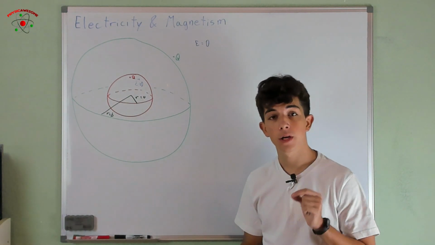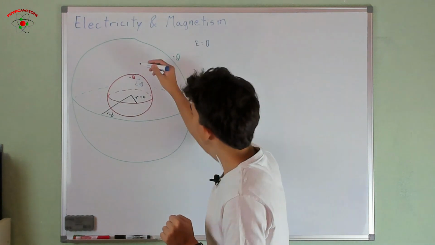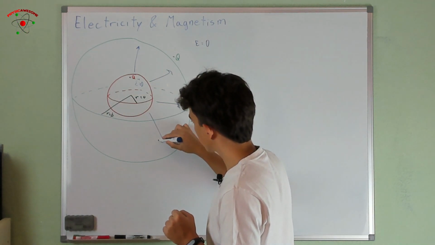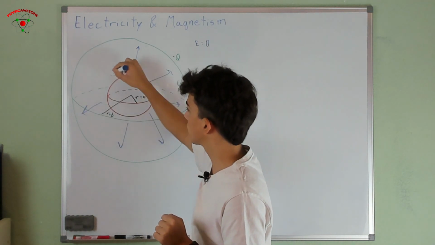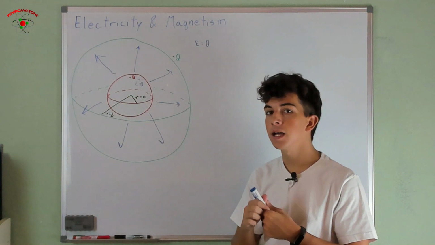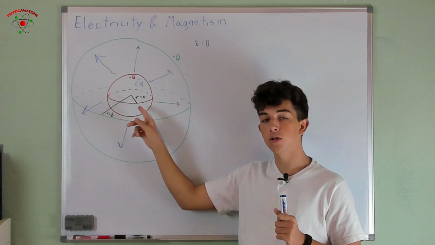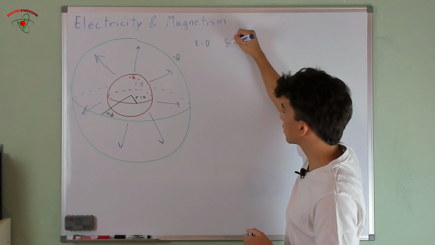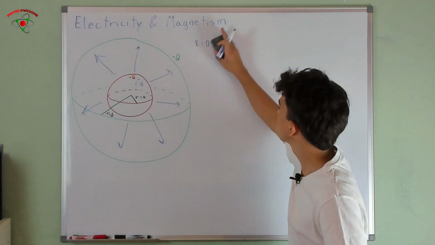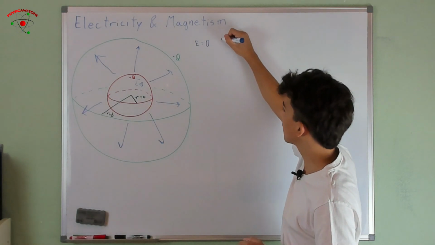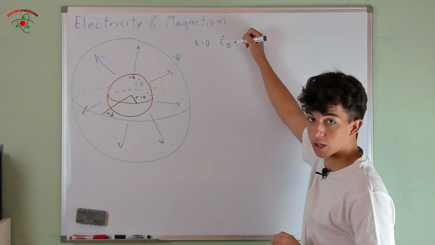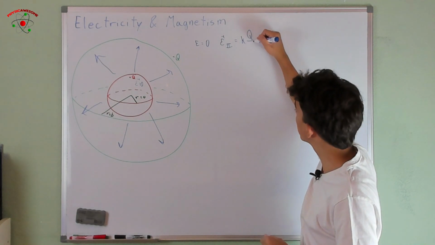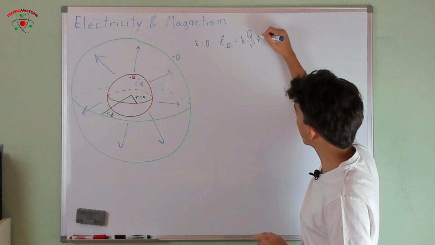And now we have this part in which there is effectively an electric field going in all directions, and it acts as if this small charge was a point charge. Therefore, our electric field on region 2, we'll call it, is going to be kQ over r squared in the r hat direction.